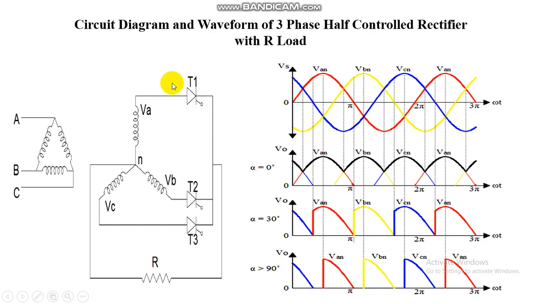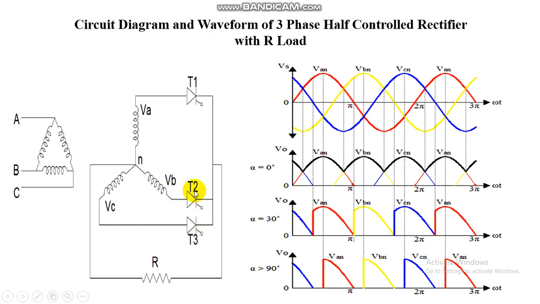For example, T1 is triggered by applying a gate signal to T1. Then the current flows from the neutral point to VA through T1, and there is a node. We'll discuss the node later. The current flows through the load and back to the neutral point. Suppose this is a node point, the same current will try to move this side also.